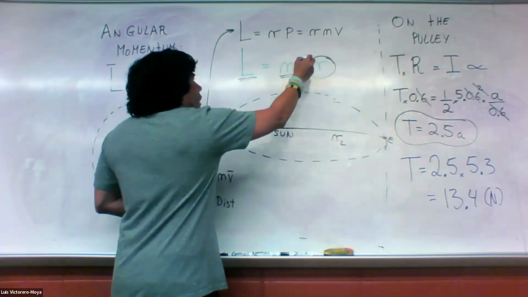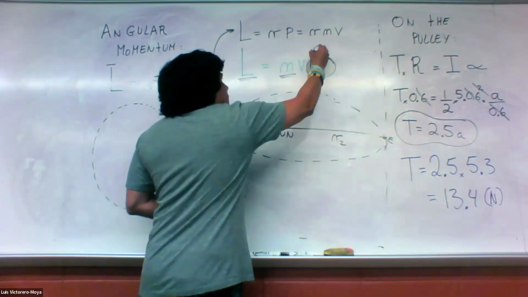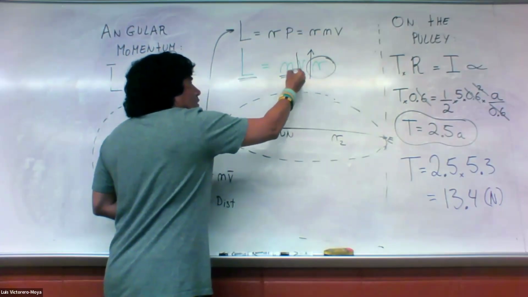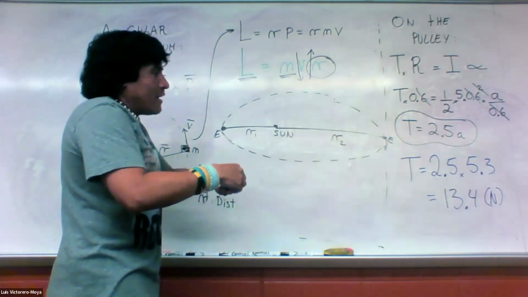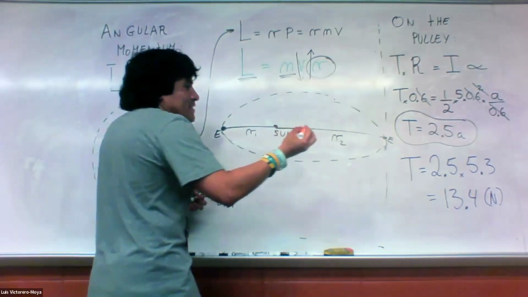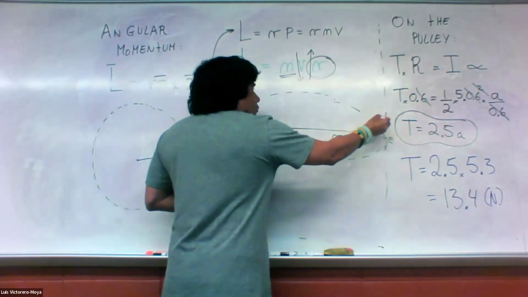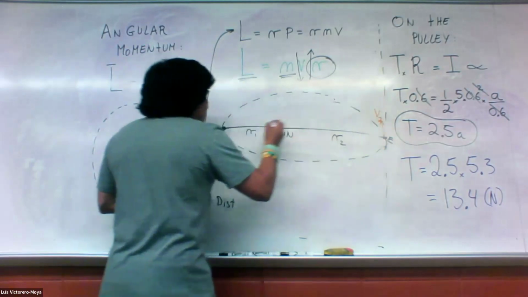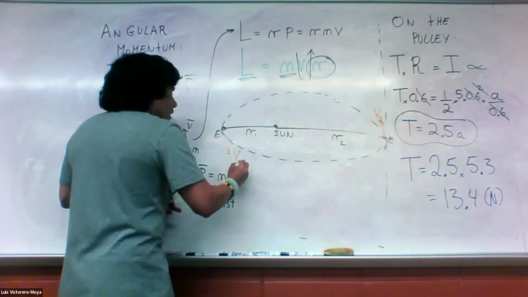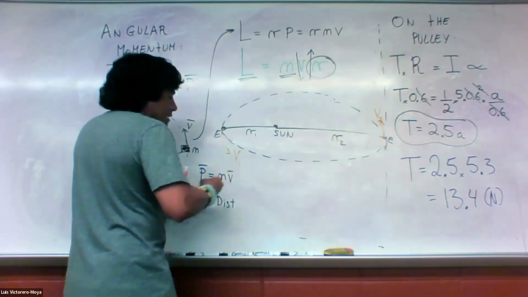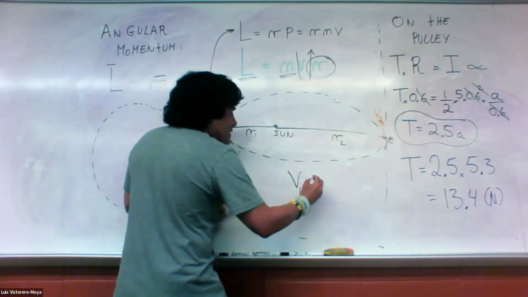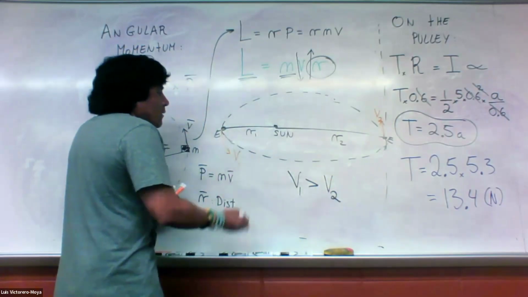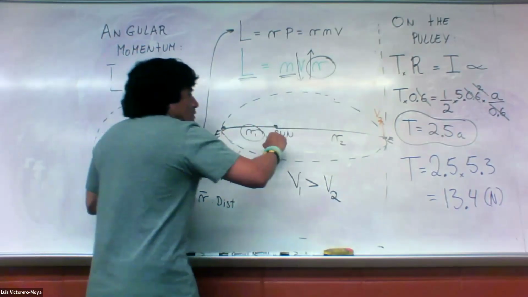So if you increase the distance, what happens with the velocity? It decreases. So what Kepler realized is that at this point, let's call it V2, and here, V1, he realized that V1 is greater than V2. Why? Because this distance is closer to the sun than that.